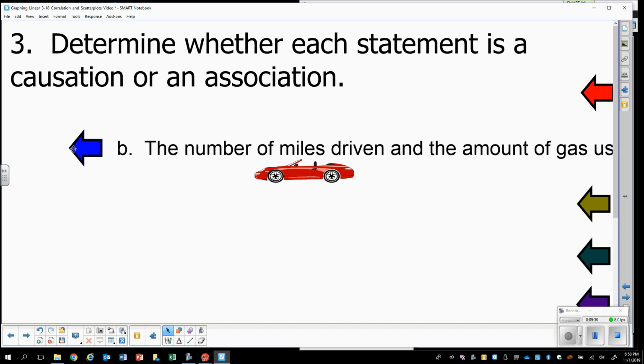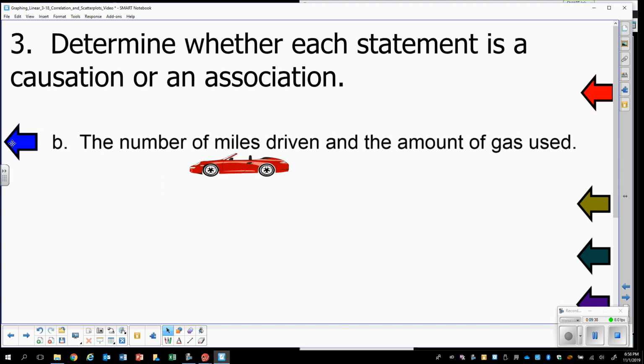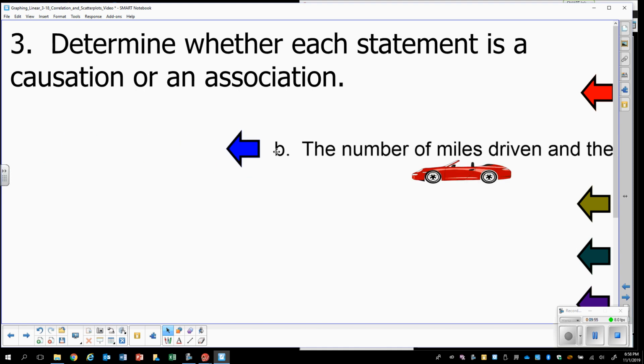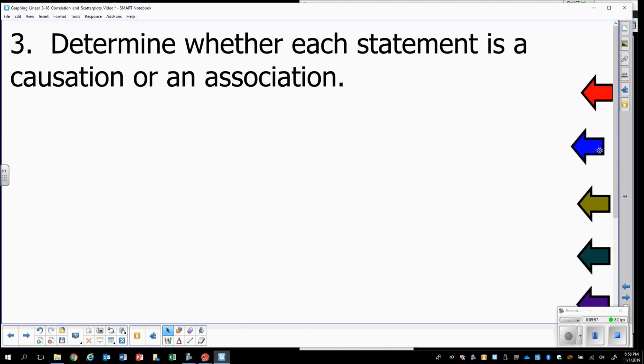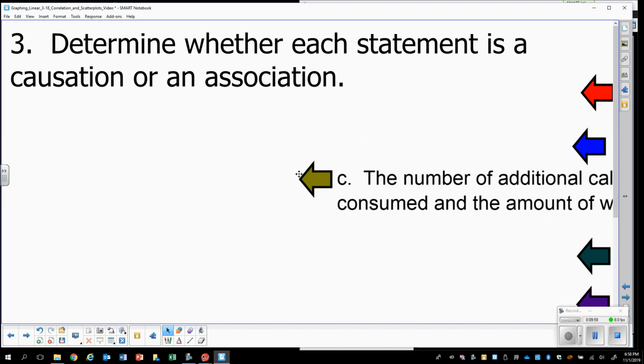When we look at this one, it says the number of miles driven and the amount of gas used. This would be causation. The more miles you drive, the more gas you use. So the number of miles driven, the amount of gas, that is, the more gas that is used.